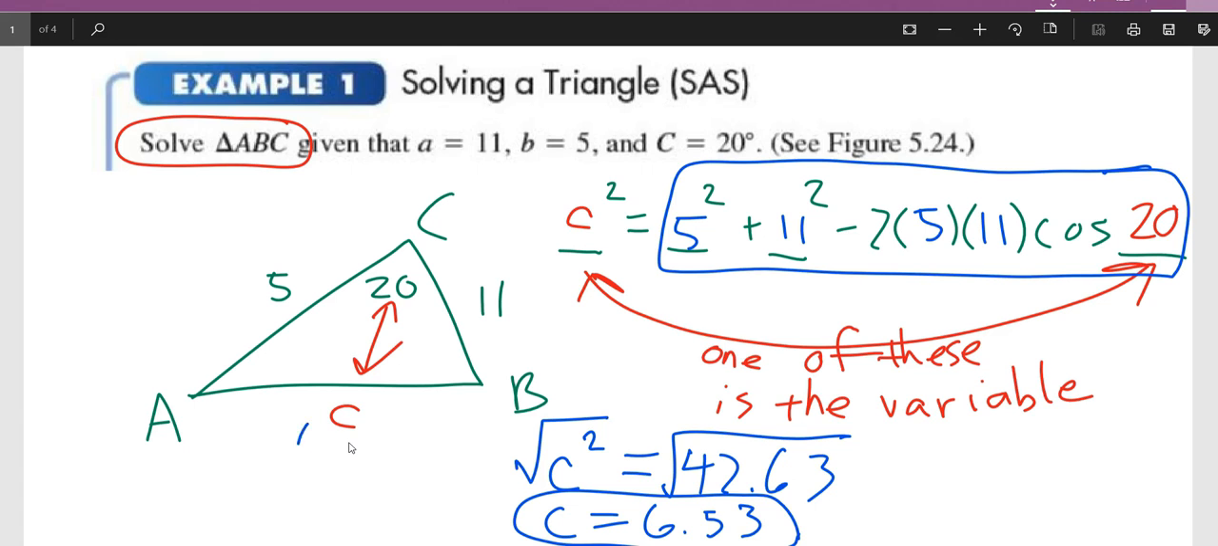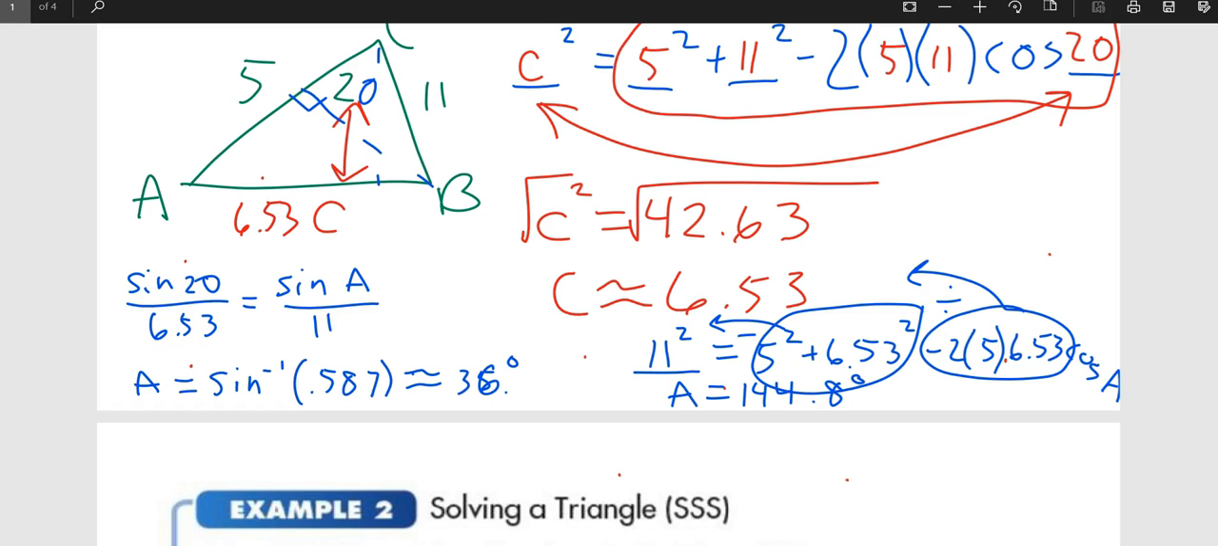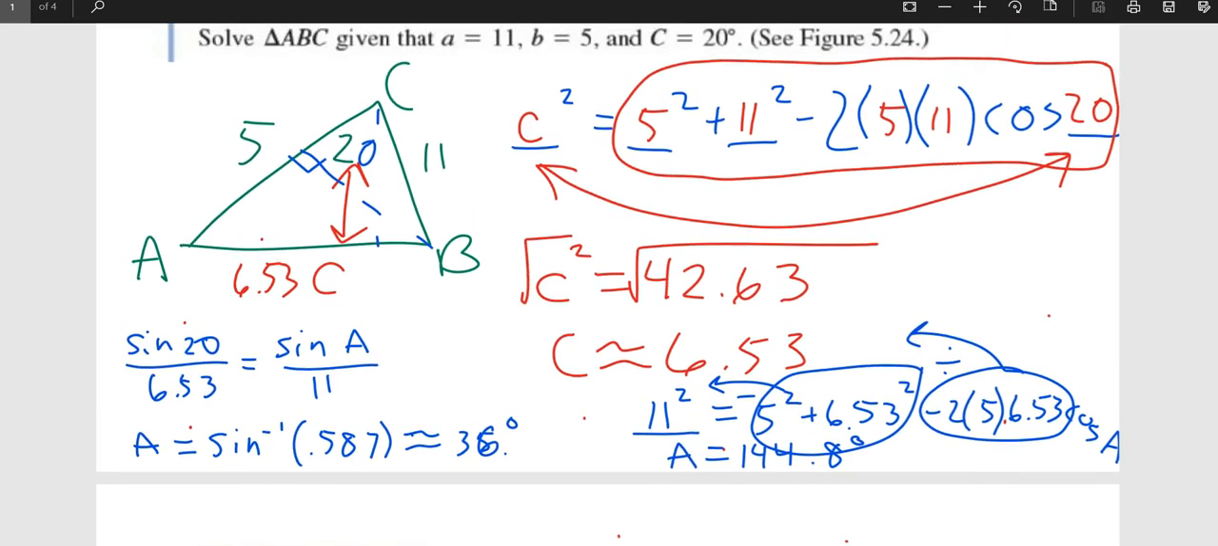Okay, now that you have 6.53, I was working on this example and I found a flaw from when I was teaching in class. I found a flaw in the law of sines. As we were doing this example in class, we found that C was 6.53, and my immediate reaction was, hey, we've got a known angle and a known opposite side. Let's just use the law of sines. Well, if you'll notice down here, I did the law of sines in the bottom left, and I got about 36 degrees when I did that.